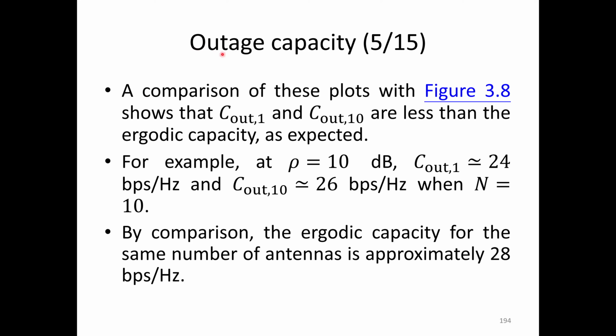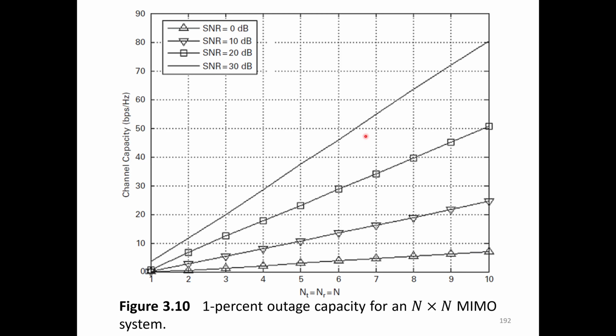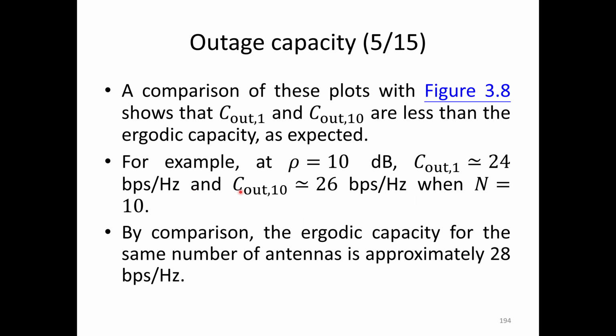We are talking about the outage capacity. For example, at rho being equal to 10 dB, Cout1 is approximately 24 bits per second per hertz. Let us go to figure 3.10. We can see that when rho, that is SNR, is equal to 10 dB, this line, and N is equal to 10, the channel capacity is approximately 24 bits per second per hertz. And Cout10 is approximately 26 bits per second per hertz when N is equal to 10.